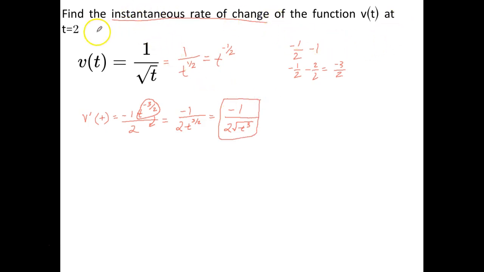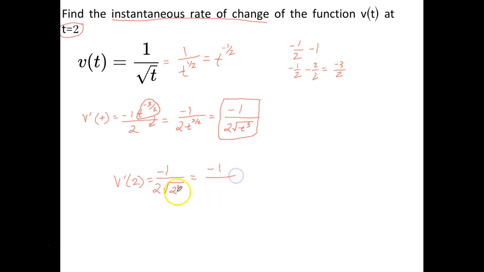Now it wants us to find it at 2, though. So let's go over here. We're going to find v prime of 2. That means the instantaneous rate of change at 2. We're just going to plug it in. Negative 1 over 2 square root of 2 cubed. Okay. Well, let's work it out here. See if it comes out to be a nice number or not.